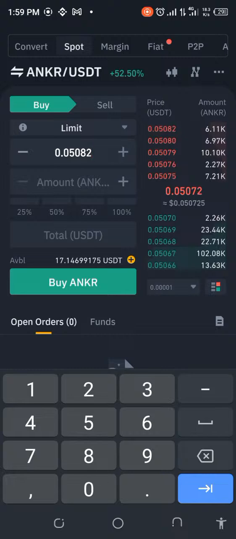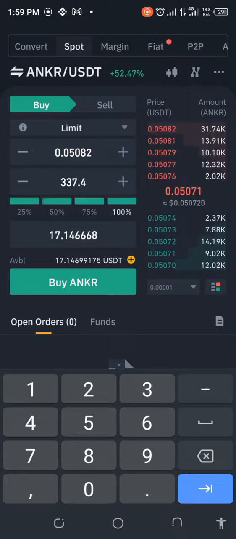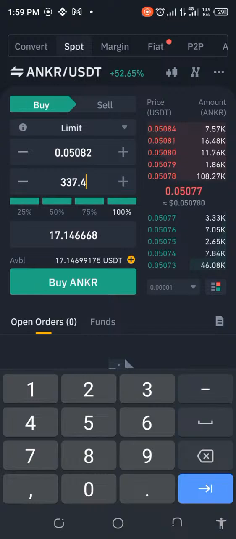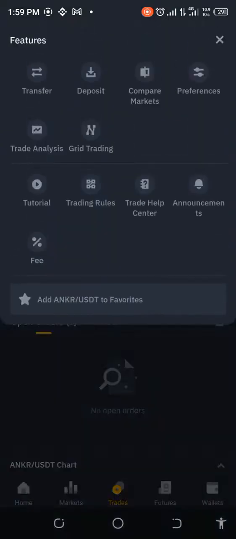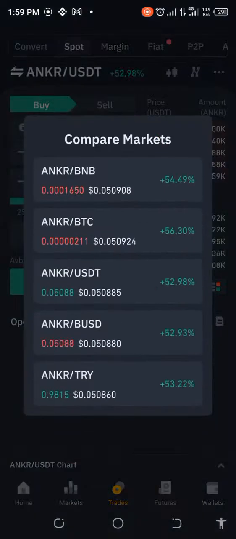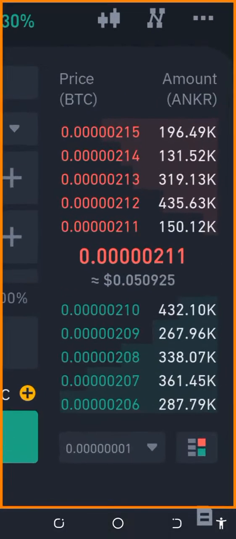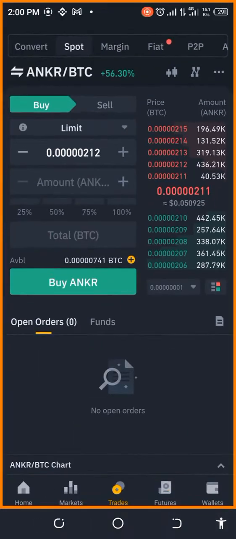So if I just do a little simulation just to see what I will get, let's copy that. Okay, this is on 0.05082. Let me go sell that to the BTC market. Let's see what it is here. You can actually see this here.